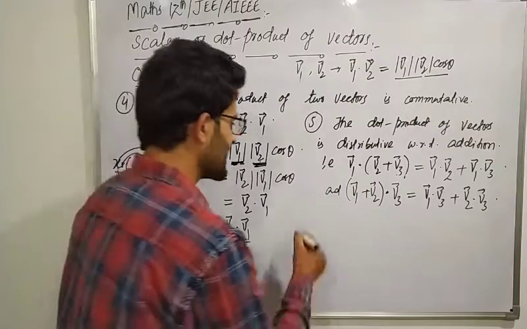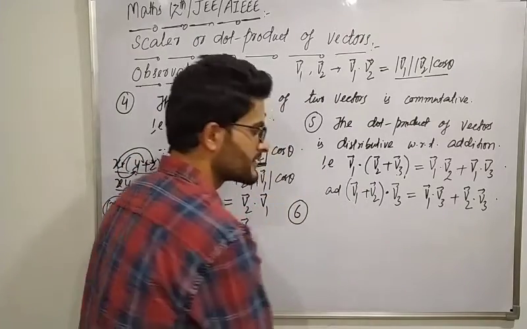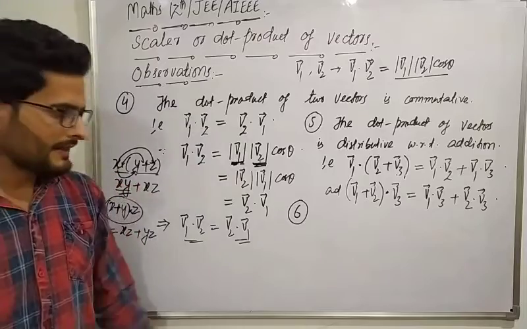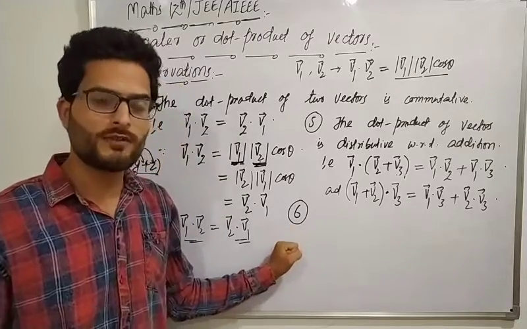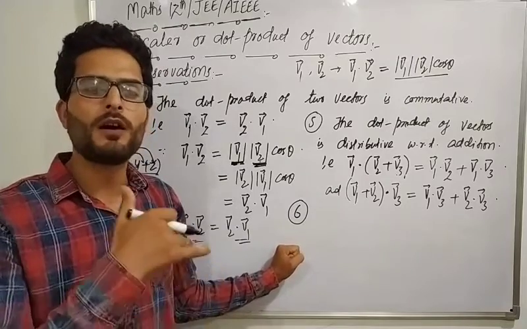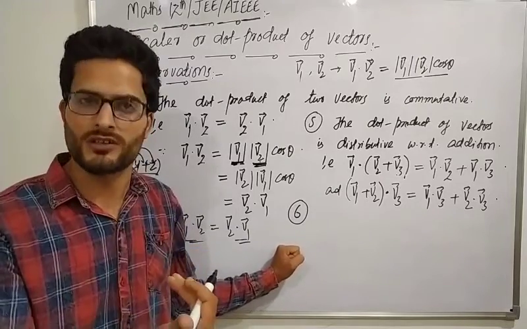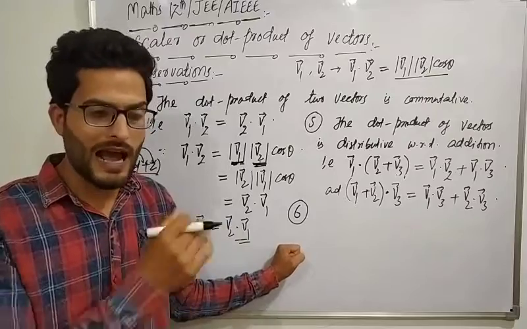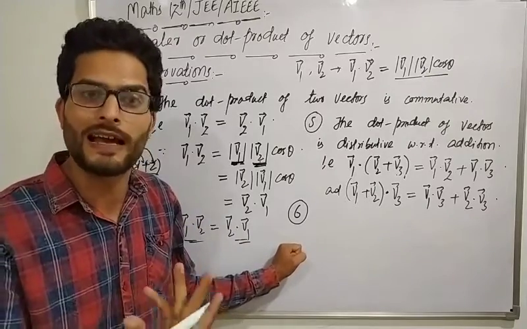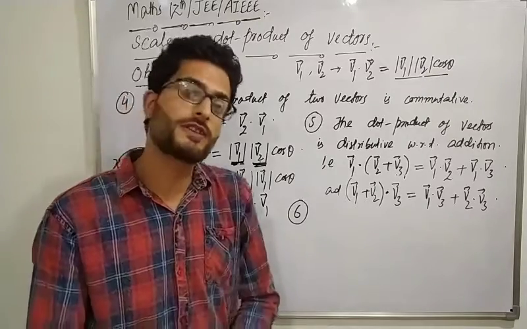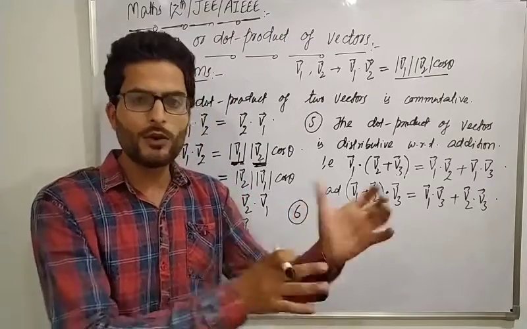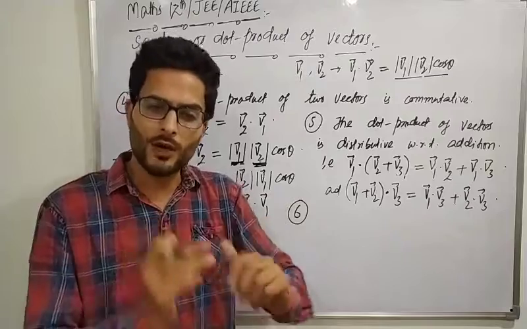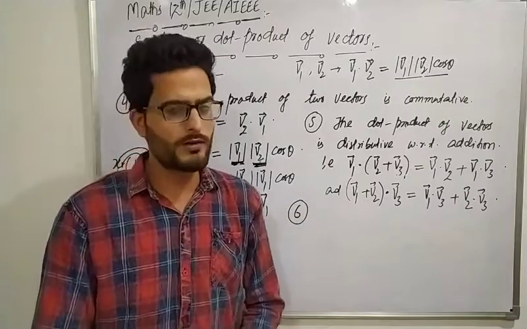Now lies next observation, and that's observation sixth. And in that observation sixth, this is again very much important, we will discuss the dot product of these unit vectors i cap, j cap, k cap. अगर i को i के साथ डॉट करेंगे तो रिजल्ट क्या आएगा, j को j के साथ डॉट करेंगे तो रिजल्ट क्या आएगा, k को k के साथ डॉट करेंगे तो रिजल्ट क्या आएगा. इसी तरह अगर i को j के साथ, j को k के साथ, k को i के साथ डॉट प्रोडक्ट करेंगे तो रिजल्ट क्या आएगा.